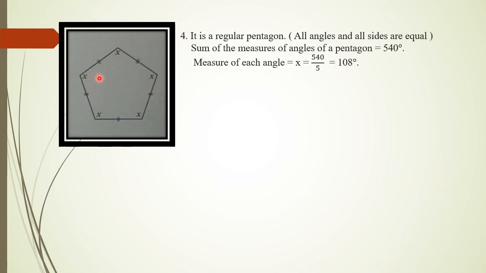Here we have to find the value of x, and this is a pentagon. It is a regular pentagon. All sides are the same and all angles are also the same. So it is a regular pentagon. So the measure of each angle is equal to 540 divided by 5, because we know the total measurement of a pentagon is 540 degree, and dividing, we get 108 degree.